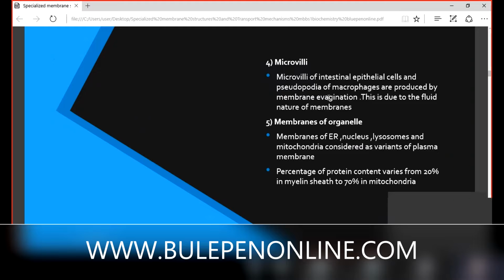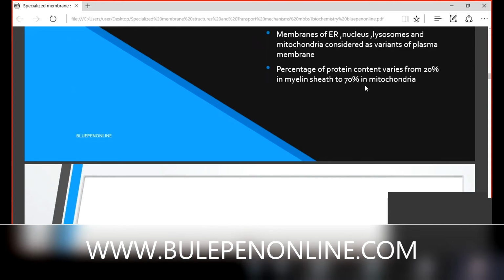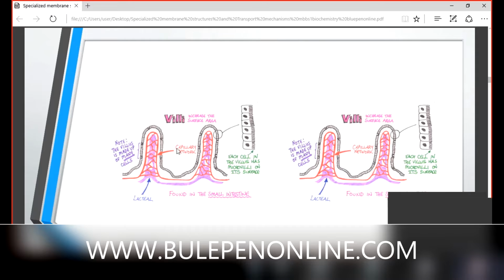Then membranes of organelles. Instead of the plasma membrane, we can see membranes of endoplasmic reticulum, nucleus, lysosome, and mitochondria. The percentage of protein content varies in different organelles, from 20% in myelin sheath to 70% in mitochondria. That is the major difference between plasma membrane and membranes of endoplasmic reticulum, nucleus, lysosome, and mitochondria. Now you can see the structure of villi. What is the role of villi? It increases surface area. These are the specialized structures.